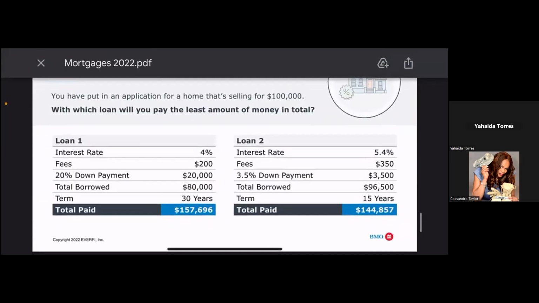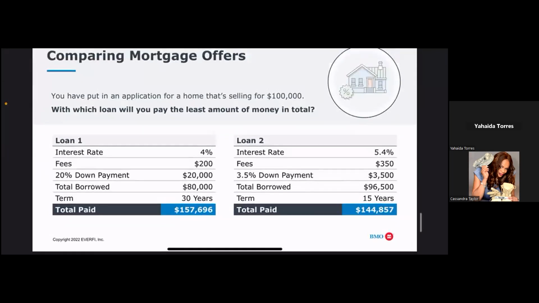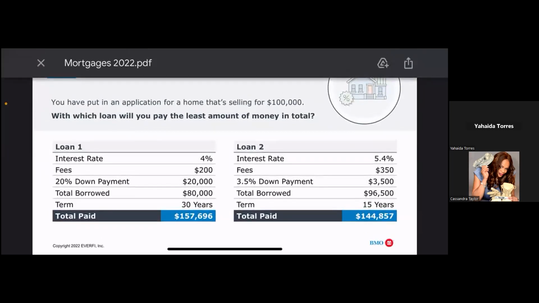And then this is just, again, when you're taking a look and you're comparing mortgage offers, just compare the two. For this example, one interest rate's at 4%, the other one's at 5.4. One has, the 4% has less fees, but they're requiring 20% down. You're borrowing $80,000. You're taking the term for 30 years. So total amount you're paying is $157,696.